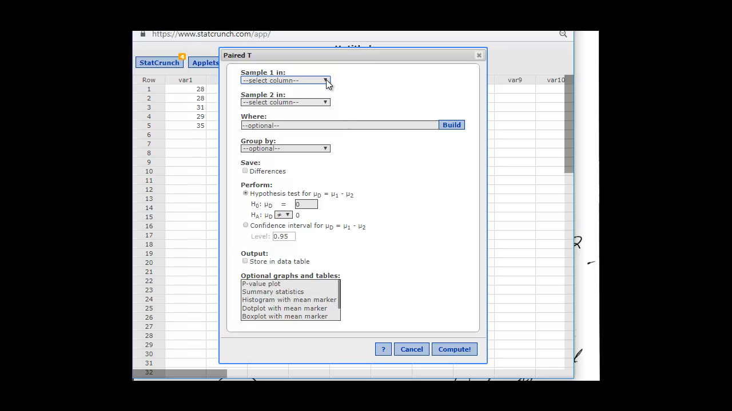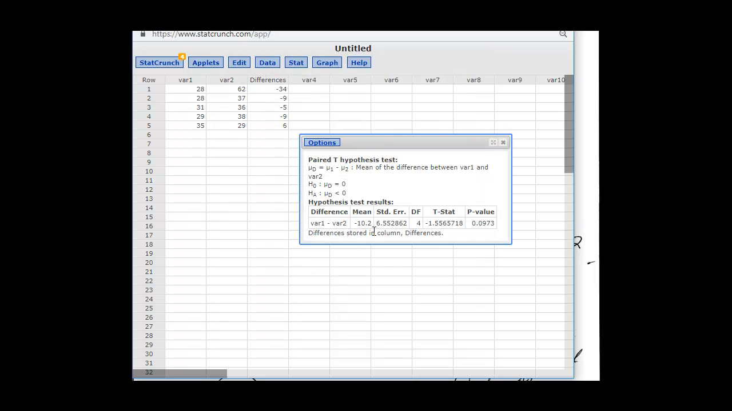My first sample is in the first column, that's where the females are at. The second sample, the actors, are in column 2. I'm going to go ahead and identify that I want to see the differences. And then I need to go down here and identify that I'm doing less than, because it's a left tail test, and then I need to click compute, and it did everything for me here. I can see that I've got a mean of negative 10.2. My test statistic is negative 1.55, and so forth.